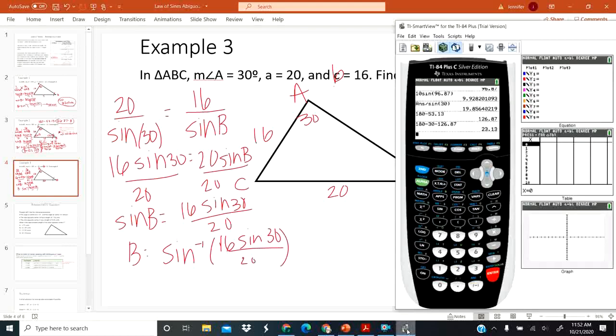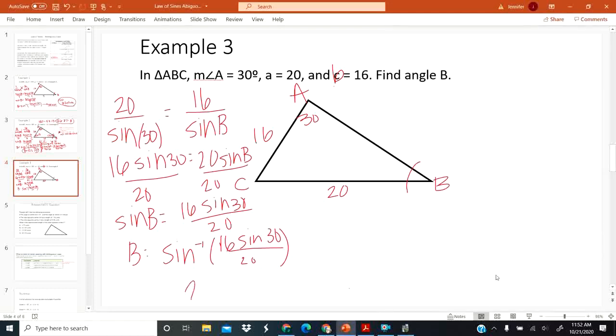And so I'm going to find that on my calculator. So second sine, and get my fraction bar in there. And I have 16 sine 30, and then divided by 20. And that's going to equal 23.57, about 5/8. So I'm going to do 23.58 for angle B.